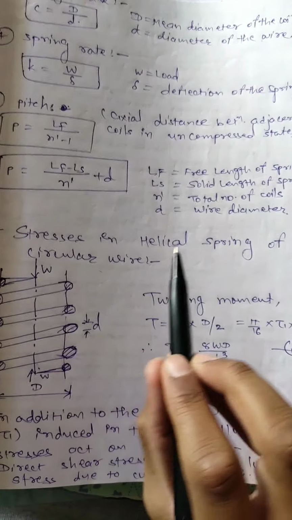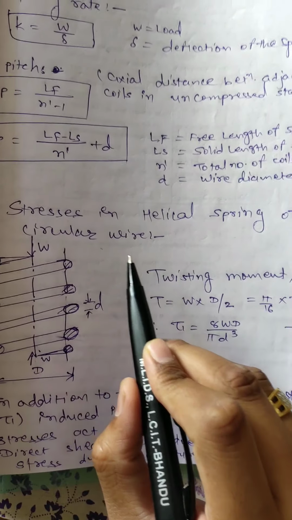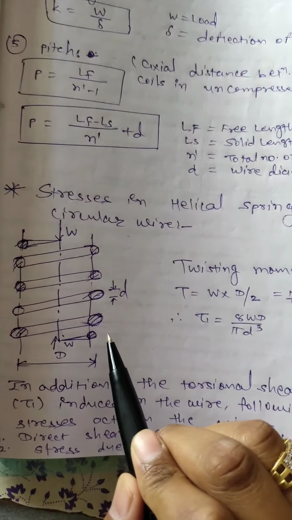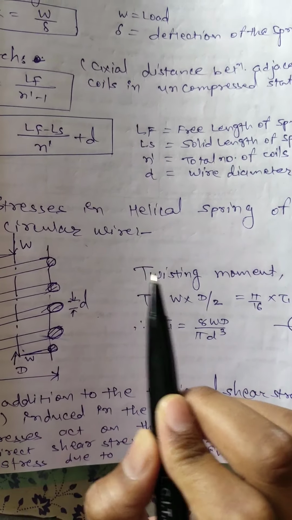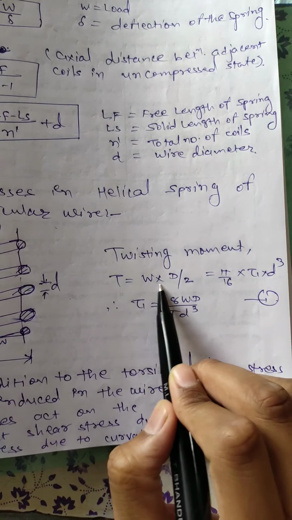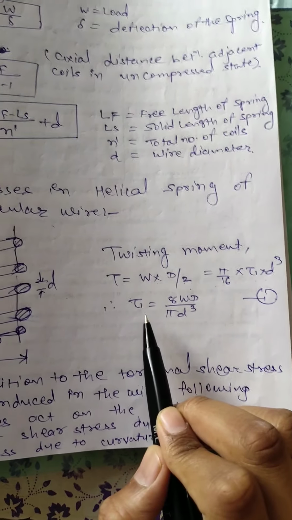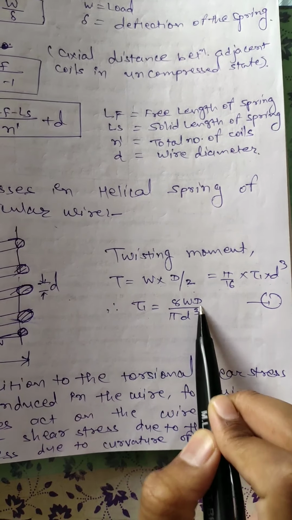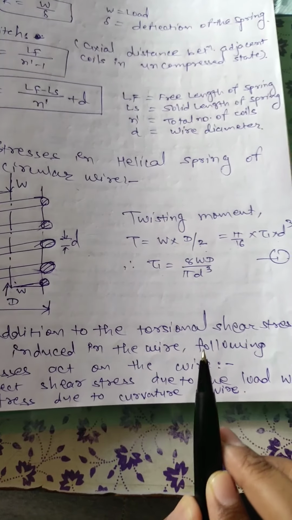Next is the stress in a helical coil spring made of circular wire. Two types of stress are generated: a twisting stress, and a bending or crushing stress. Here the twisting moment T is equal to W into D by 2, equal to pi by 16 tau d cube. This gives a shear stress tau 1 equal to 8 W D upon pi d cube. This torsional shear stress tau 1 is induced in the wire.